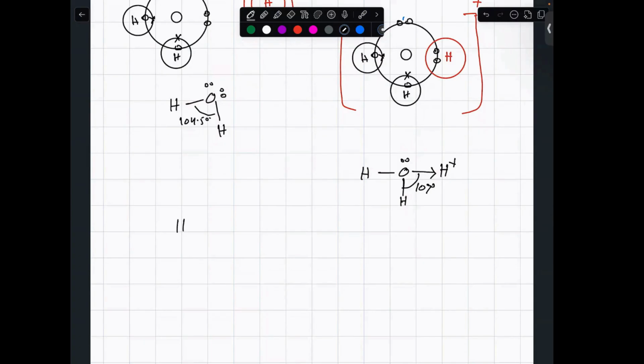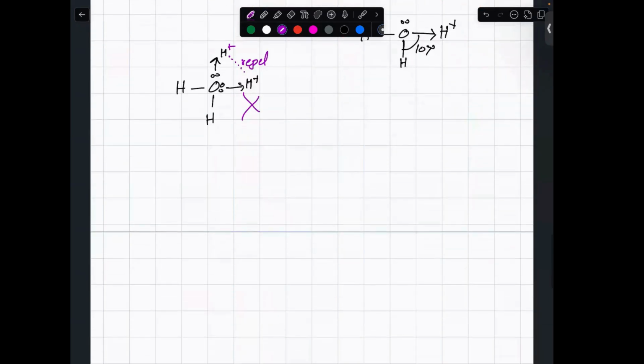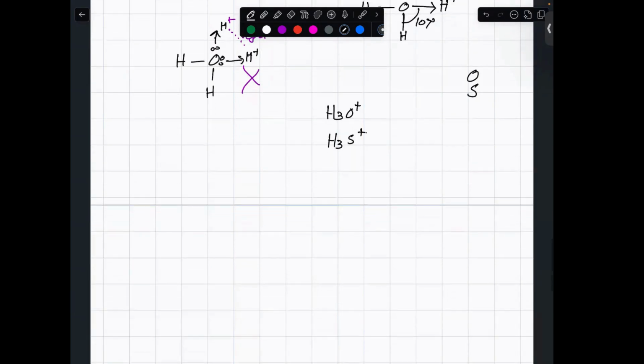Look, this is water. These are 2 lone pairs. They're very close. If there are 2 H plus, what will they do? They will repel, so it does not exist. And exactly like H3O, oxygen and sulfur are in the same group. The exact same is the situation for H3S. Yes, of course they can ask. Okay, because they're in the same group.